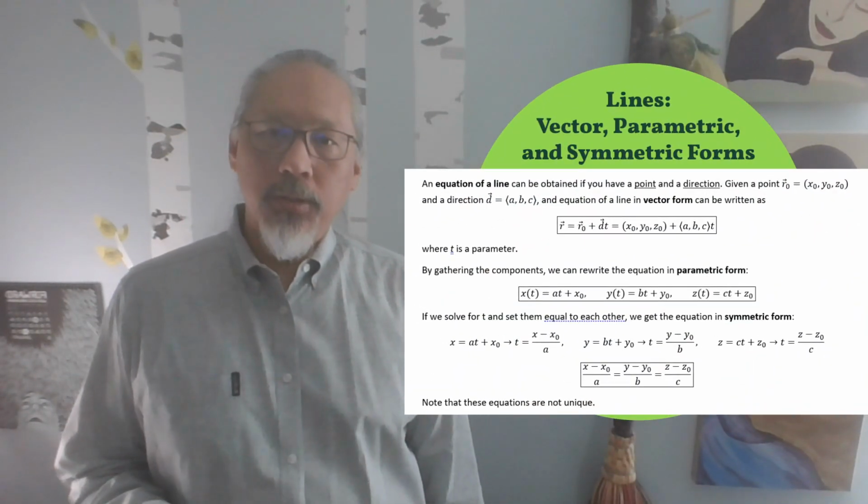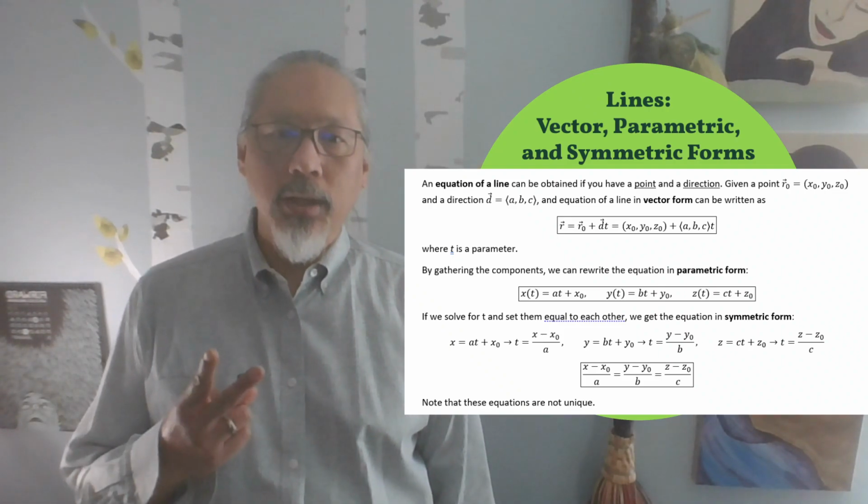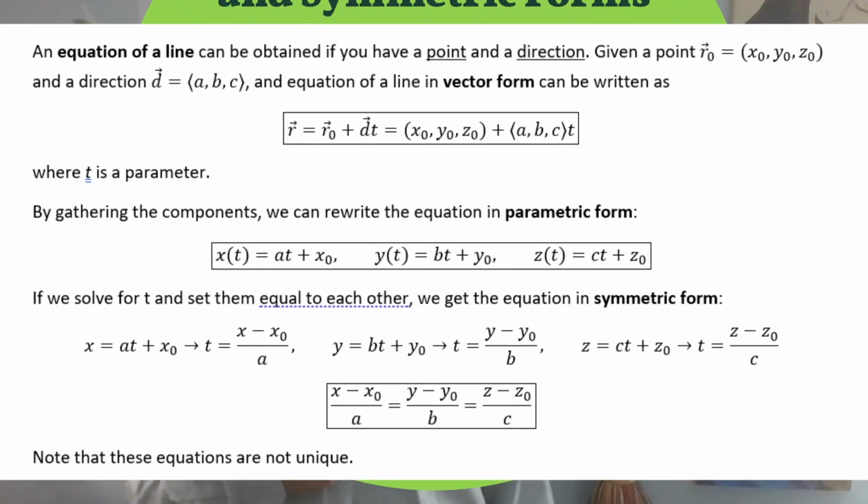For you to find an equation of a line, you need 2 things. You need a point and a direction. So if you have a given point x naught, y naught, z naught, and a direction a, b, c, it's essentially going to be the point plus t times the direction. And so what you have here is a parametric representation. Given the parameter t, you have a parametric representation of your equation of a line.